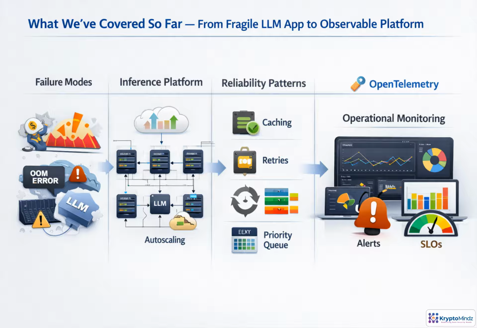Let's connect this to the work so far. We began by diagnosing why LLM applications fail in production: cost, latency, timeouts, OOMs, cascading failures, and drift. Then we designed a controlled inference platform and added reliability patterns. Now that OpenTelemetry is in place, the next step is to turn raw signals into dashboards, alerts, and SLOs that operators can trust.